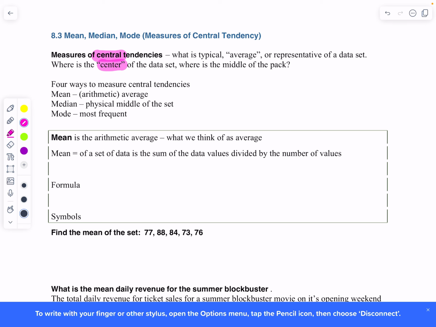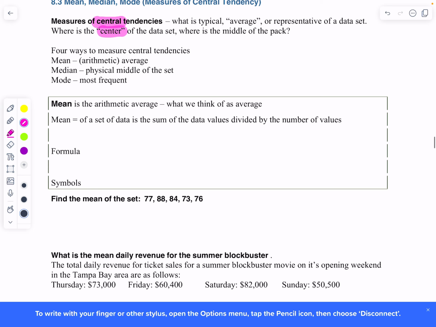There are 4 ways to measure central tendencies. The first one is the mean, which we're going to look at. The second one is the median. And the third one is the mode. Now there is a fourth one, which is called mid-range, but we're not going to cover it here. So mean is the arithmetic average. So when someone's saying, hey, what's your average on that test? That's the mean. The median is the actual physical middle data point of the set. And the mode is the most frequently occurring value.